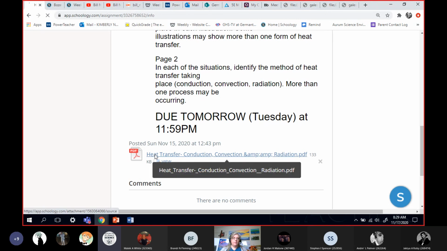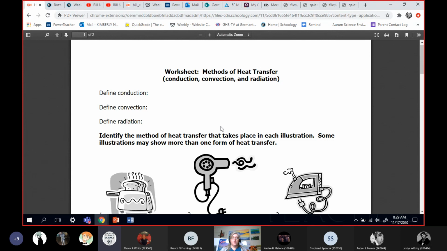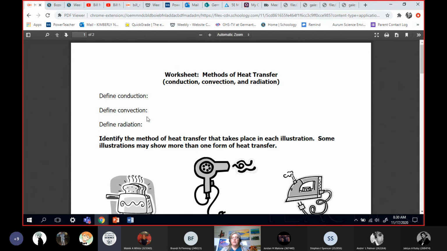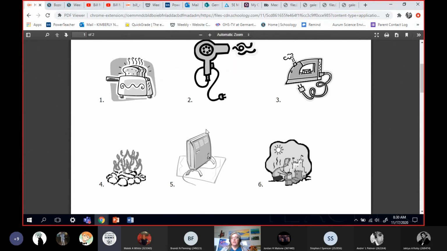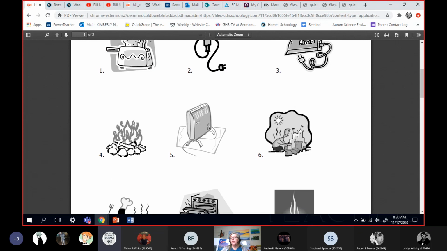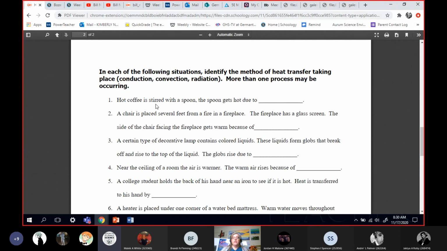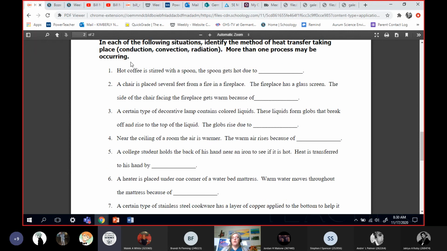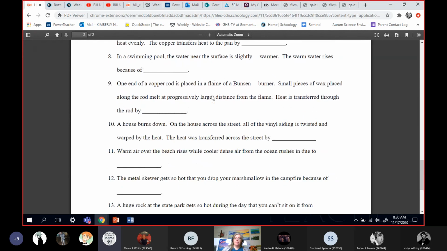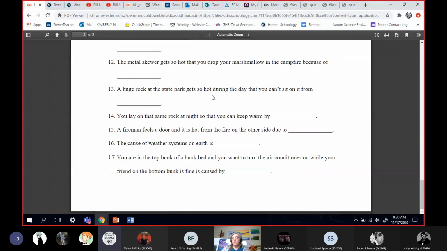So let me see. Okay, so you're going to define each. All right, and just like we did, tell me what's going on. There could be more than one. All right, and then you're going to read this situation and tell me which one, conduction, convection, radiation, they're spelled here for you, which one is happening here. All right, do you guys have any questions for me today?